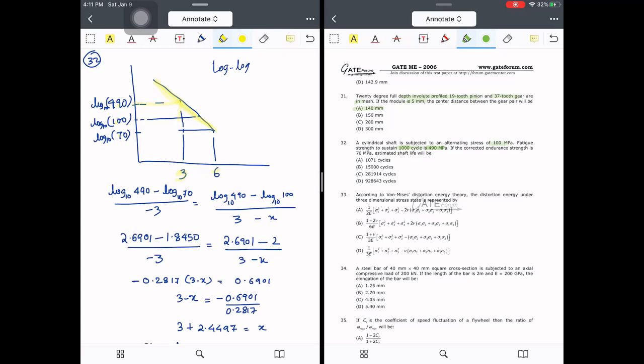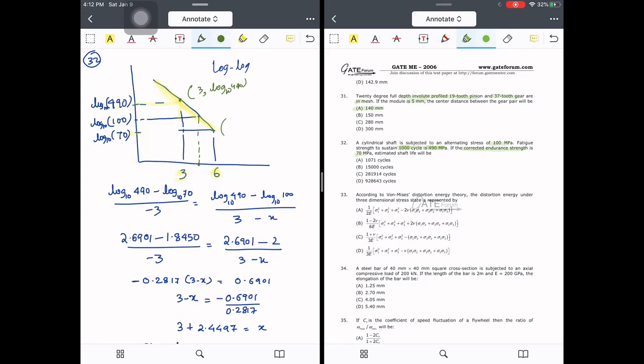That means 1000 cycles at 490 megapascal. So 490 megapascal corresponds to 3, that is, log of 1000 is 3. Then, for 100 megapascal, the corrected endurance strength is 70 megapascal. That means at 70 megapascal it reaches 1 million cycles, that is 6, 10 power of 6. Okay, now I have to find at 100 megapascal what will be my number of cycles.